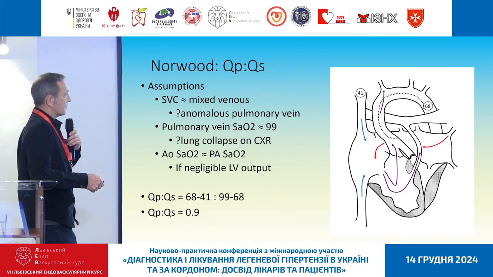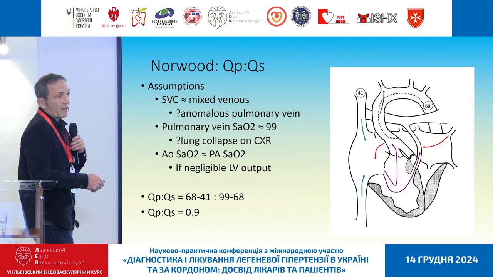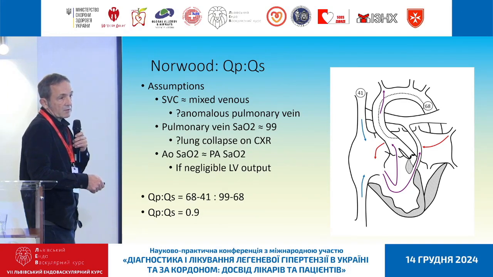You make a few assumptions that the SVC is actually the mixed venous saturation. We've already talked about that. That's valid as long as there's no anomalous pulmonary vein; that the pulmonary vein saturations are 99% or thereabouts. Well, if there's no collapse on the chest x-ray, then the pulmonary vein saturations are going to be high; and that the aortic and the pulmonary artery saturations are the same. And that's certainly true in this situation.